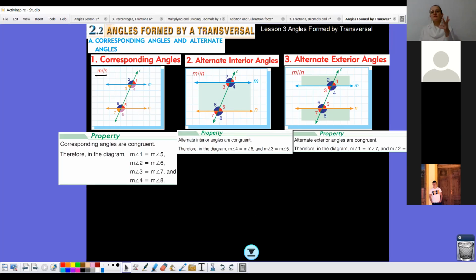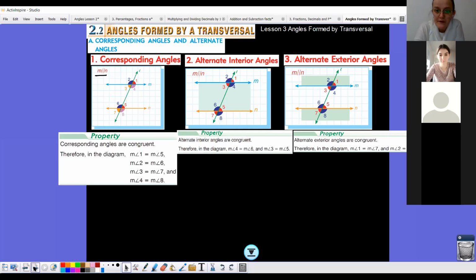So we have three different kinds of angles here: corresponding, alternate interior and alternate exterior angles. I'm continuing to the next page, if it's okay.